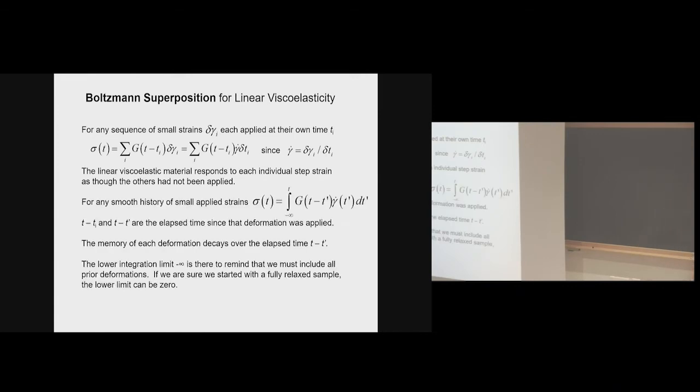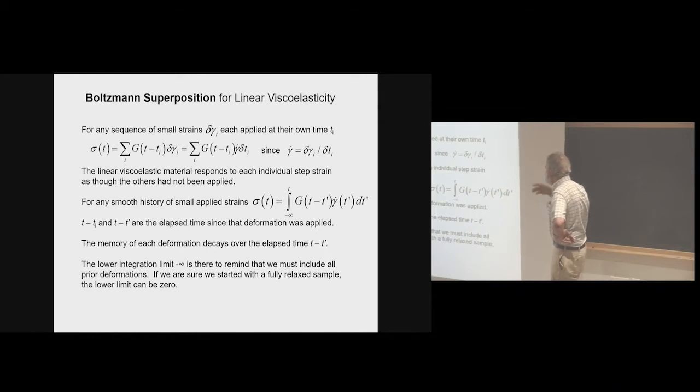And there's kind of a continuous version of that. So if we have any smooth strain history, we can replace the sum with an integral. We integrate back to minus infinity, which is reminding us that any prior deformation has to be accounted for, right? And we integrate up to time t of this G of t minus t prime. Now t prime is the elapsed time since we applied a shear rate at t prime.